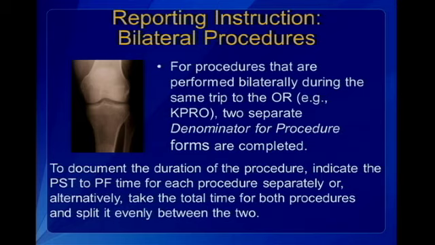So to document the duration of the procedure, you're going to indicate the procedure start time to the procedure finish time for each distinct procedure separately if they told you that, or alternately take the total time and divide it. Some people very clearly note in the op note that we finished this and now we're moving on to the next knee, and then you would know if one knee was more complicated. But a lot of times you have one time, like we did bilateral knees and it took us 4 hours. So then you're going to just split it in half and give each knee a 2-hour procedure.